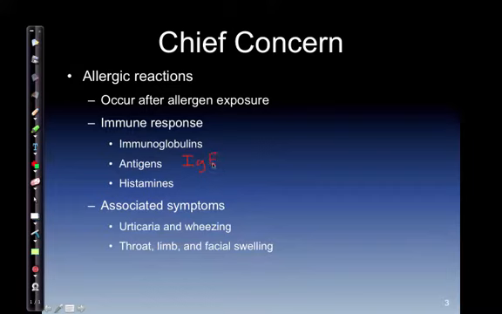Histamines. There are complexes that trigger the release of histamine from mast cells, a type of immune system cell that is present in the tissues, and whenever a mast cell degranulates, it releases histamine, and this causes vasodilation. Now, if we exponentially increase this to where we have a systemic release of histamine from the mast cells, then we can have vasodilation systemically. Associated symptoms of this that we see are urticaria or hives and wheezing, throat, limb, and facial swelling.